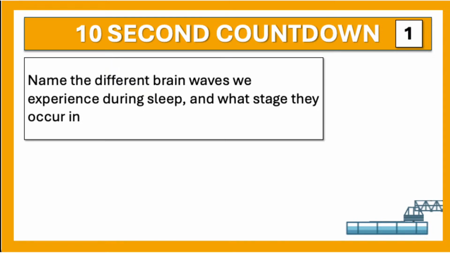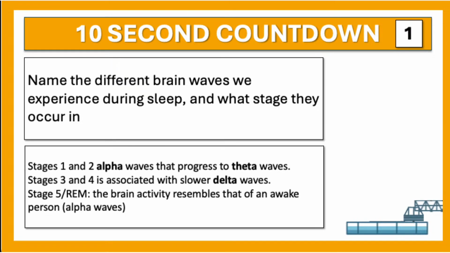Okay, so we definitely got a bit of a mixture. Zoe McCartney saying stage 1 alpha, theta, stage 2 delta. Roughly speaking, that is the correct order, and a few others of you have put that down as well. Some of us have not quite got the right order, and have put REM first. So let's reveal the answer. Stages 1 and 2, we've got alpha waves that then progress to theta. Stages 3 and 4 is delta, and stage 5 is obviously REM, rapid eye movement sleep, which actually resembles that of an awake person. In other words, the waves are very similar to alpha waves, basically.